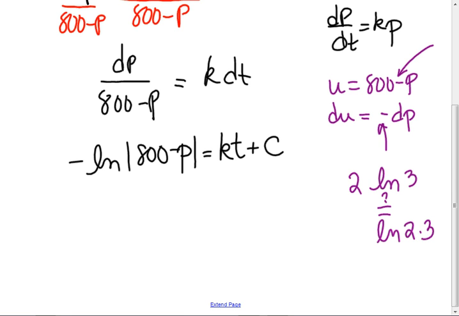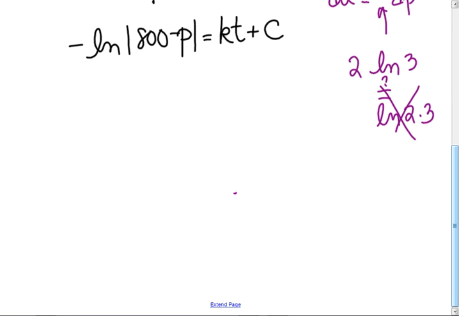Can I bring the 2 inside there? No. What is that equal to? It's ln of 3 squared. Well, easier than that would be to just divide this by the negative 1 rather than doing reciprocals. So if I divide this by negative 1, I'm going to keep the c there because some of you freak out if I change it.